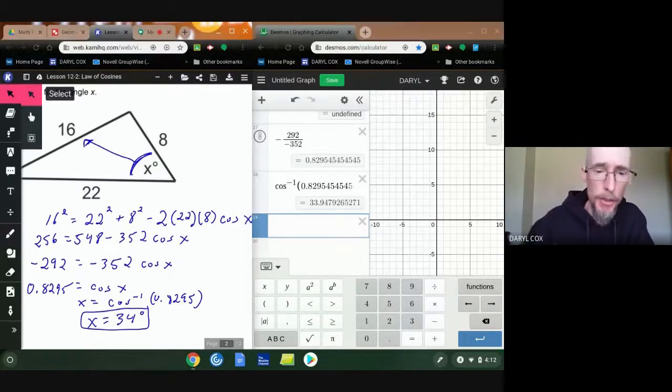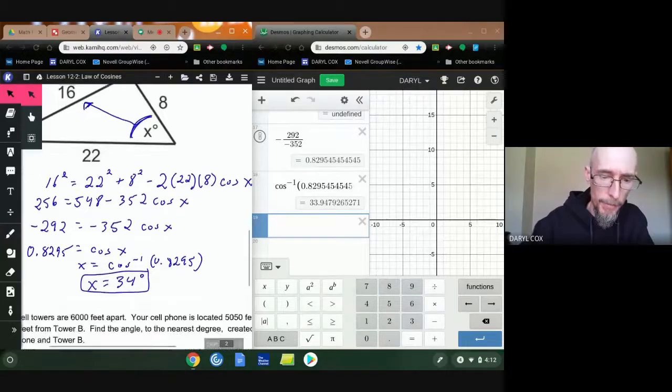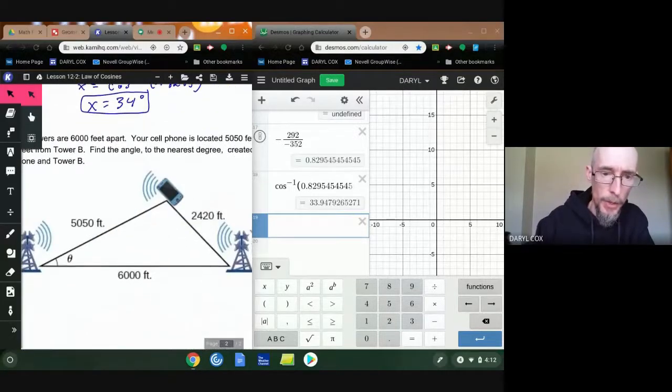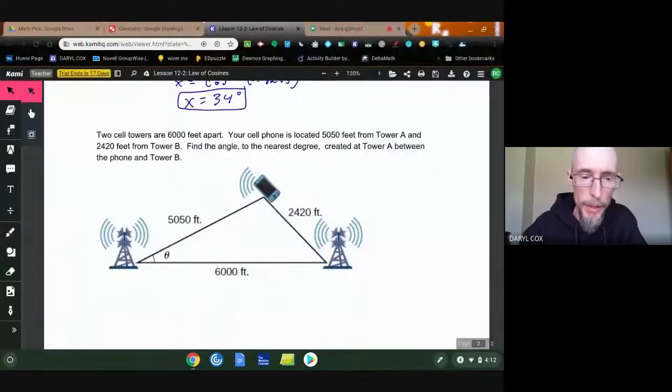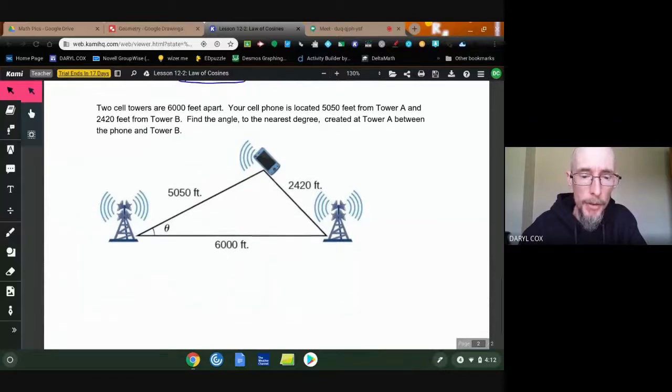Okay, let's try one more problem like that, okay? I'm going to go a little larger here so we can see the full screen on this one. So two cell towers are 6,000 feet apart. So I've got two cell towers that are 6,000 feet apart. Your cell phone is located somewhere here, and it's this direction from that tower, that far from that tower. This is actually how people can locate your phone.